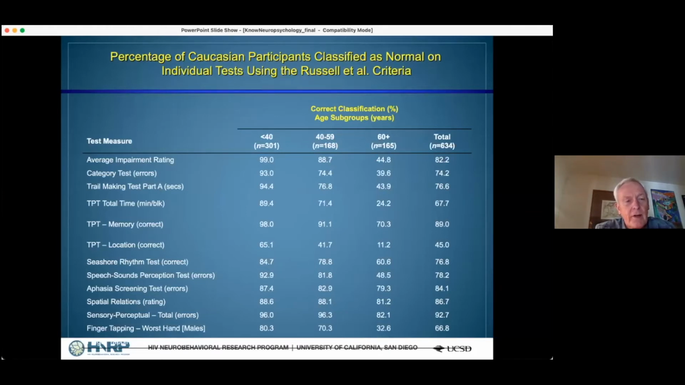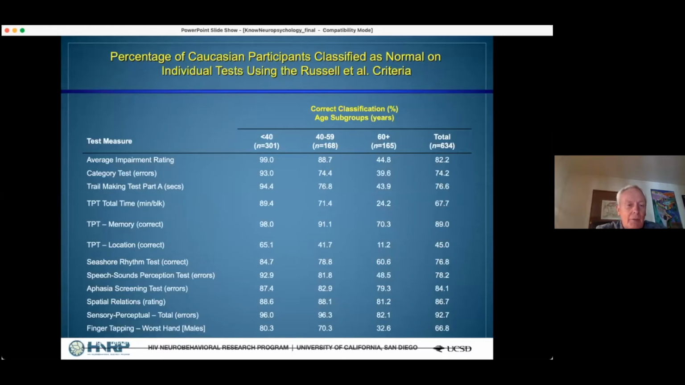This is the core Halsted-Reitan battery, and one of the best summary scores is the average impairment rating, and these are uncorrected scores. It shows, for the Caucasian group, the percent of normal people that are correctly classified as normal. For the young folks less than 40 years old on the left, in the middle 40 to 59, then 60 plus, and then the total. And the total's not too bad, it's 82%.